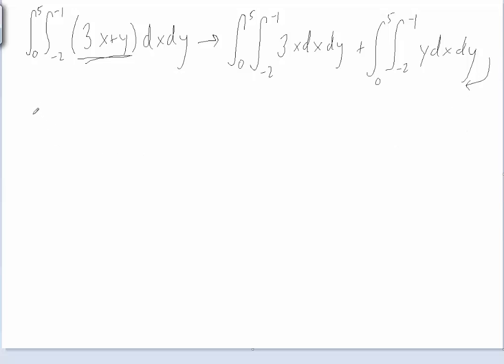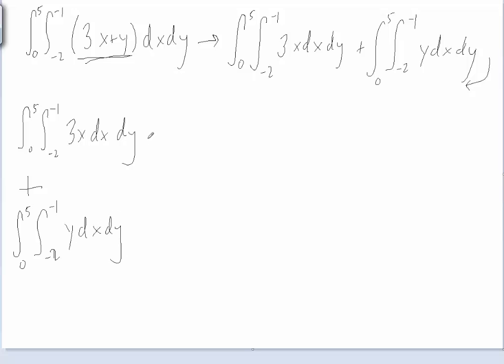And so this is going to involve finding two double integrals and finding their sum. So first one, we're going to add to that the value of the second one. So same steps, we're just going to do them twice now. So do the inner first.